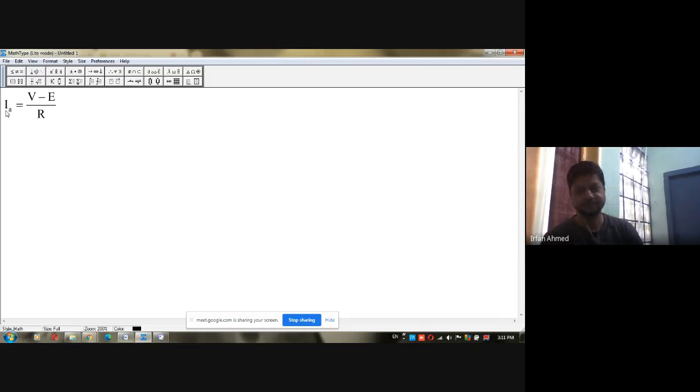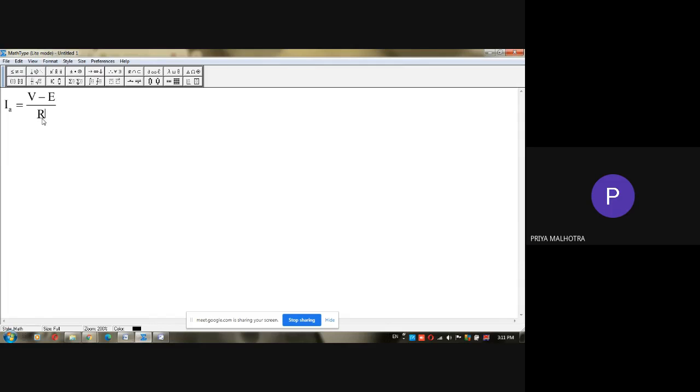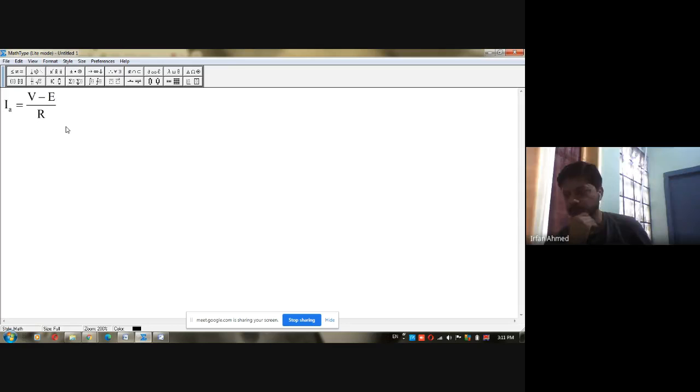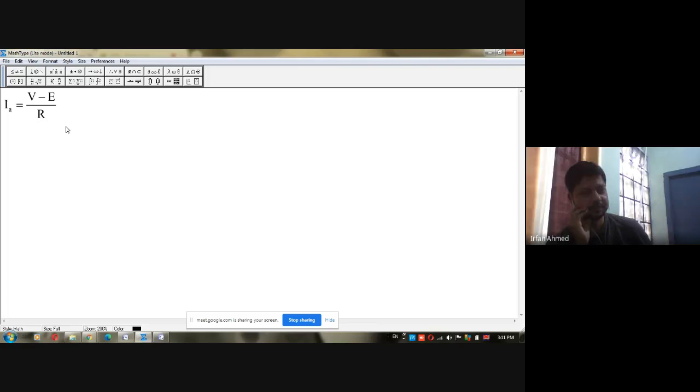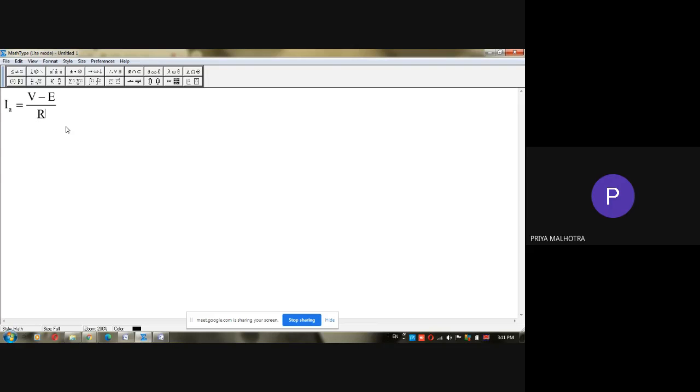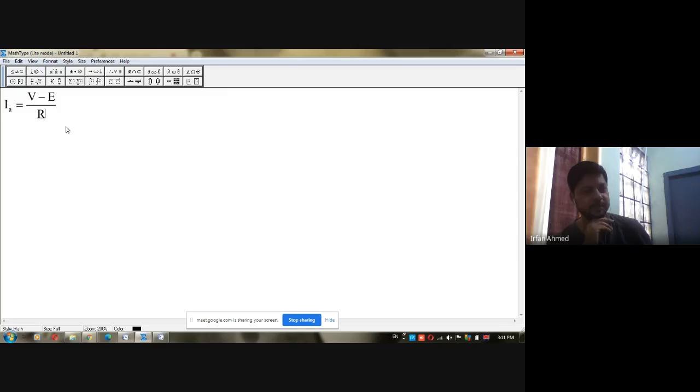Anyone else? Sir, by changing the IF value, means field, if we reduce the field, then EMF will be more than V. Means it will move in the reverse direction. If you reduce the field, the EMF will also reduce. E is proportional to flux and speed. If you reduce the flux, E also reduces.